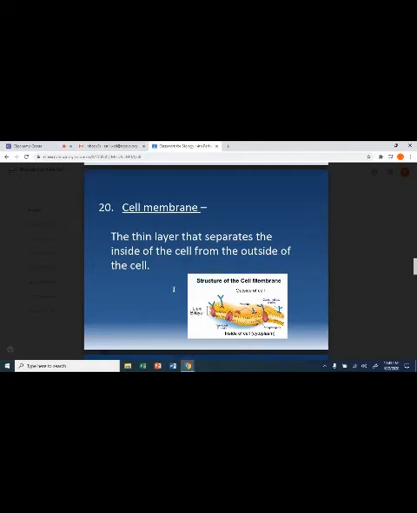Now, the last organelle that we're going to talk about in our vocabulary is the cell membrane. It's the thin layer that separates the inside of the cell from the outside of the cell. You can think of it as the skin of the cell.